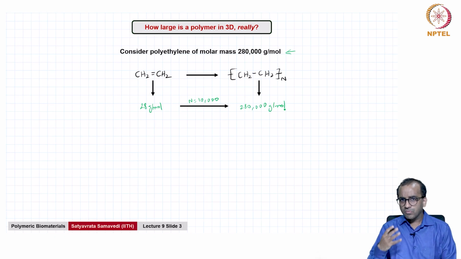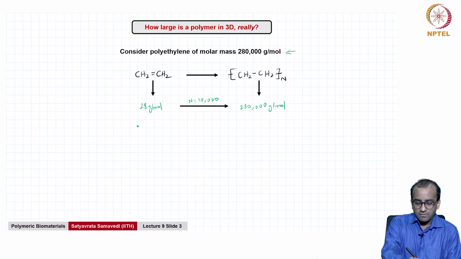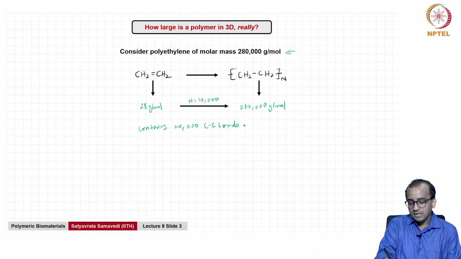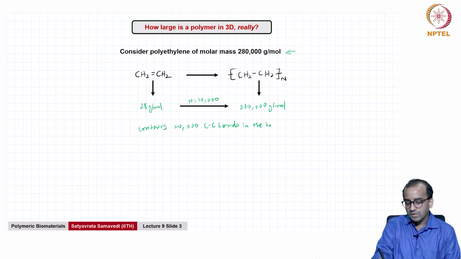And can you try and speculate how many carbon-carbon bonds will be there in this molecule? If you have guessed it right, this should contain 20,000 carbon-carbon bonds in the backbone.